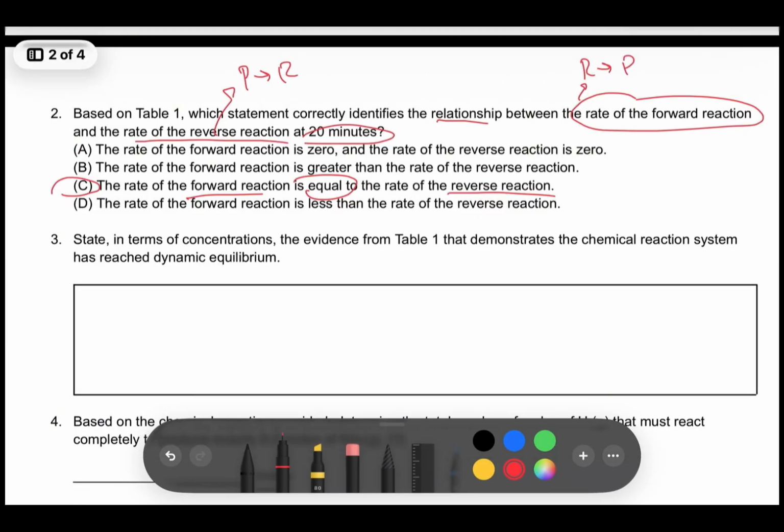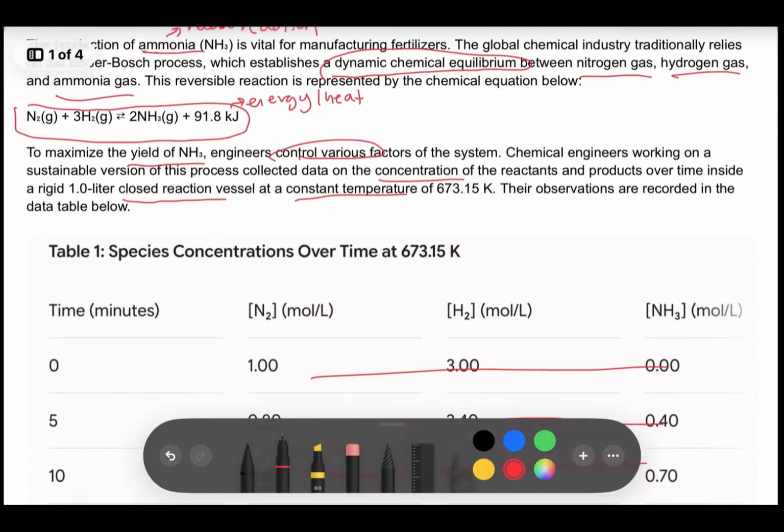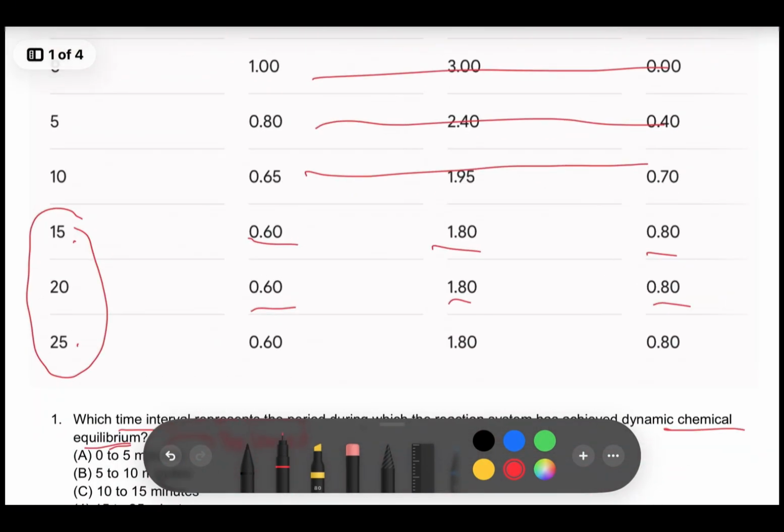Number 3. State, in terms of concentrations, the evidence from Table 1 that demonstrates the chemical reaction system has reached dynamic equilibrium. Just like we talked about earlier, we can see that during the time interval of 15 to 25 minutes, the concentrations of nitrogen, hydrogen, and ammonia gas stay constant.